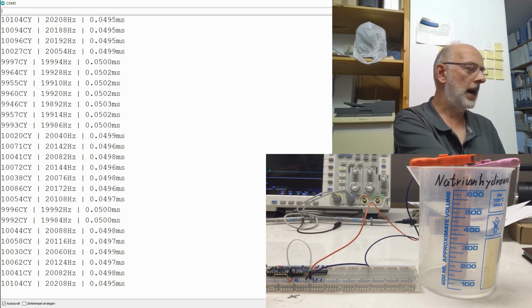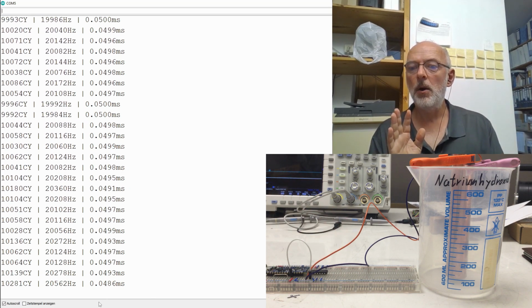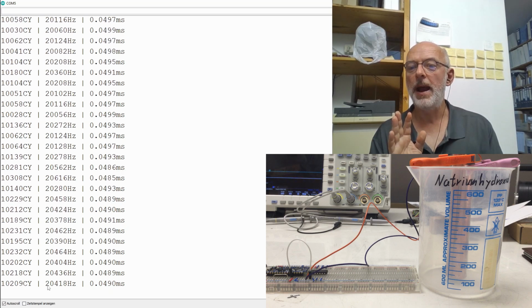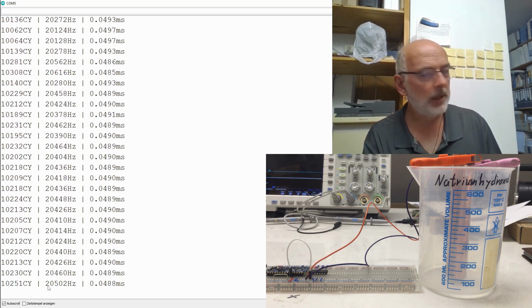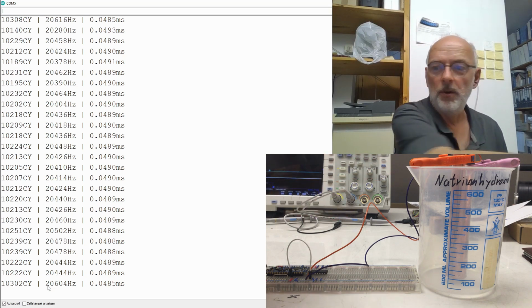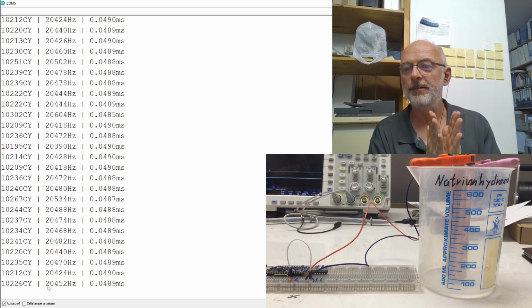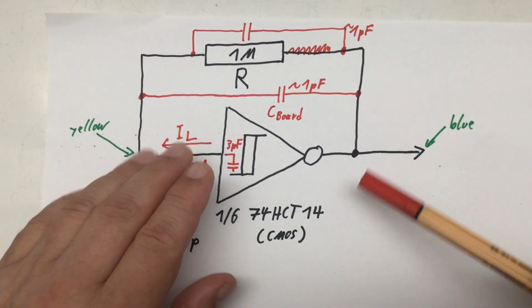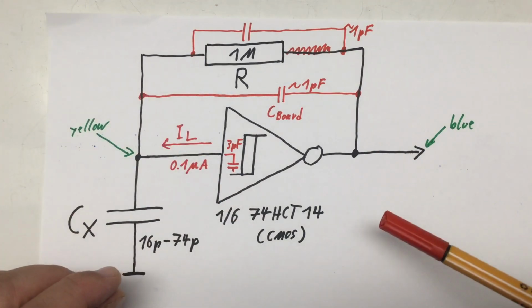Please note that without the oscilloscope probes attached here, we are now oscillating at about, let's say, 20.5. Yeah, I'm rounding up here, 20.4 kilohertz. A little insert at that point. We will continue with the experiment in a minute or two.